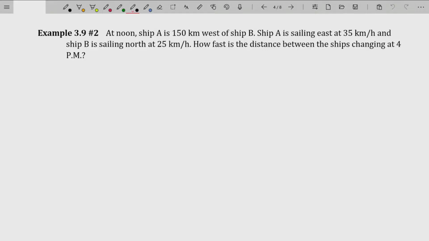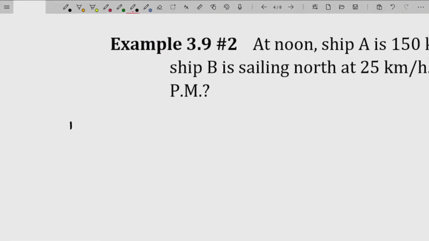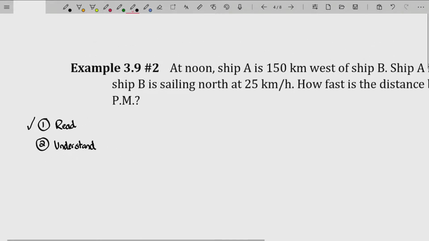So I've read the problem. I'm going to call that a win. Step one, I've read it. I will say, yep, I sure did. Good for me. Step two is understand. And to understand this problem, I had better draw a picture. There's just no other way I could do this.